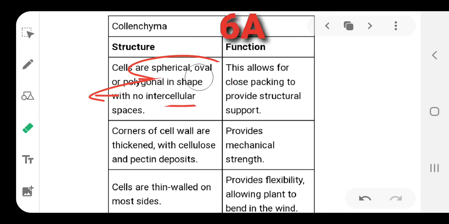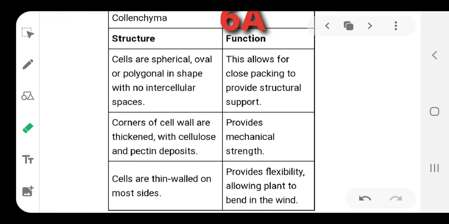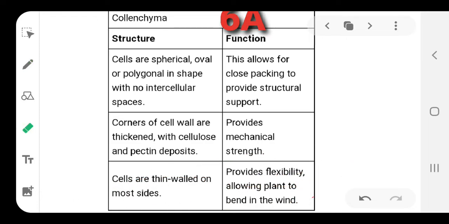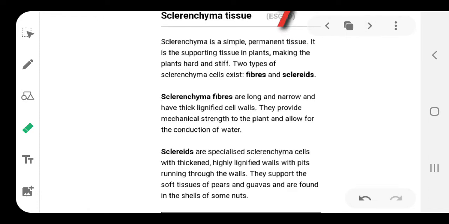To provide mechanical support. And then the cells are thin walled on both sides, on most of the sides. Why? Because they provide flexibility and allow the plant to bend in the wind, so that with the wind they should not break up. In order to give that property, the collenchymatous cells have these special features. Please make sure that you write these things down and then study them in the slides.